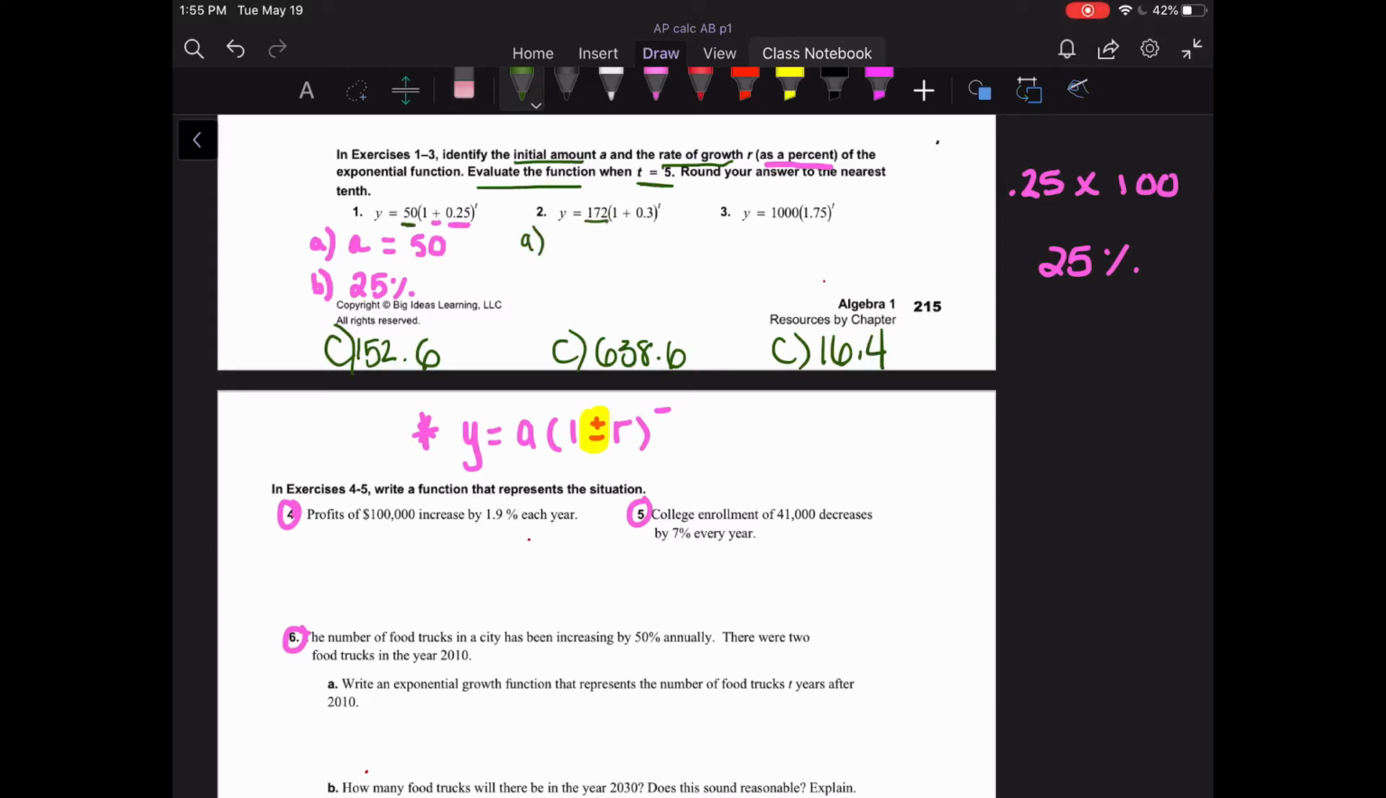The initial amount is 172. The rate of growth is this piece right here, written as a percent, so times 100, we actually get 30%. And when we plug this into the calculator with t equaling 5, we get 638.6. Remember, round it to the nearest tenth.